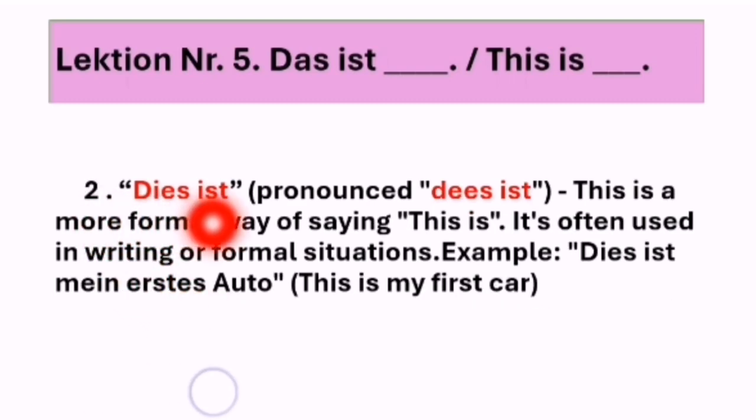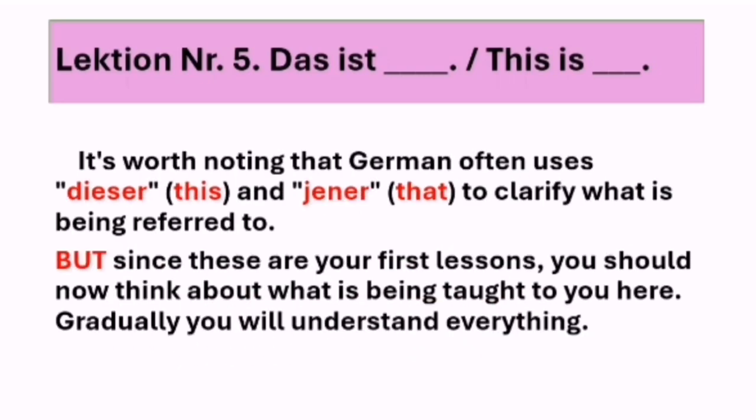And number 2, "dies ist". This is a more formal way of saying "this is" in the German language. It is often used in writing or formal situations. For example, "Dies ist mein erstes Auto." This is my first car, okay?